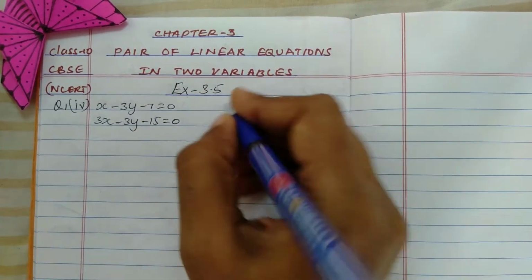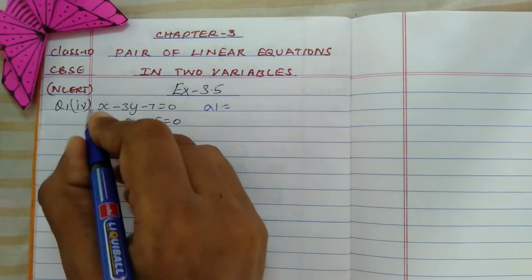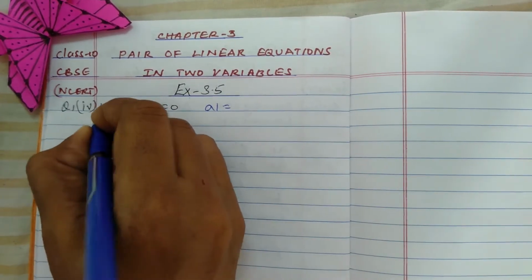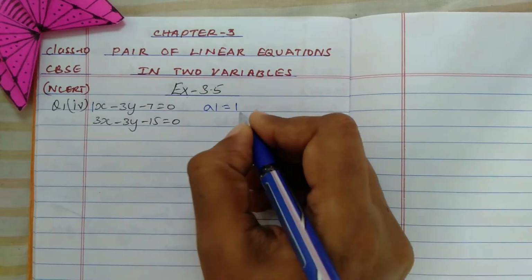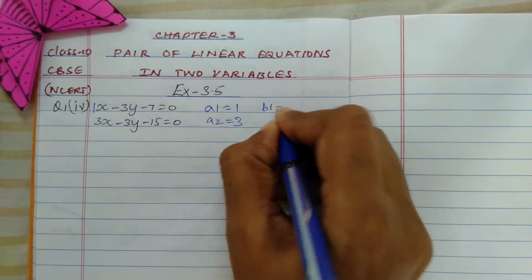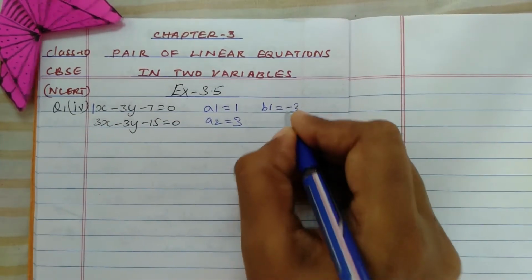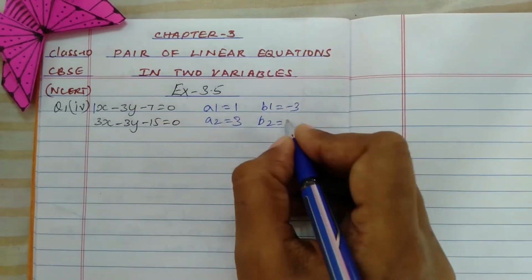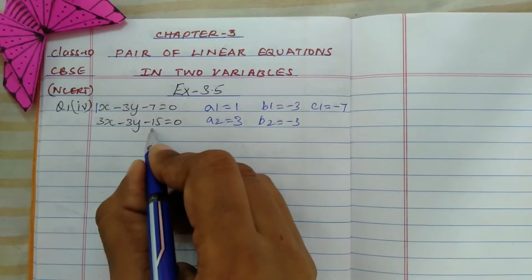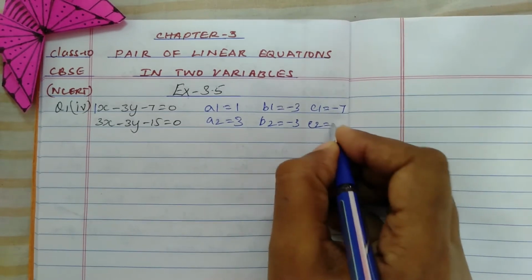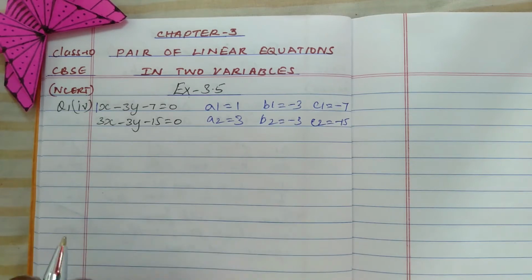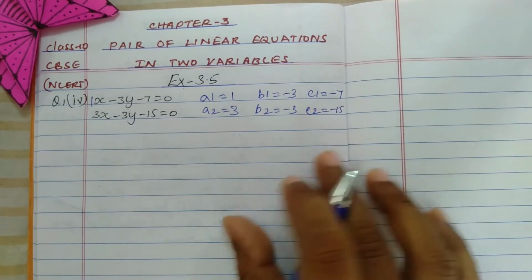Now here, A1 is, if it is simply x, then it means that the coefficient is 1 here. So the coefficient is 1, A2 is 3, B1 is minus 3 and B2 is minus 3. C1 is minus 7, C2 is minus 15. Okay, now let's see what solution do these equations give us.